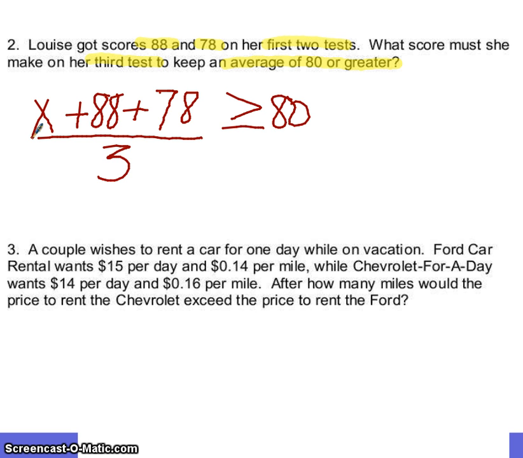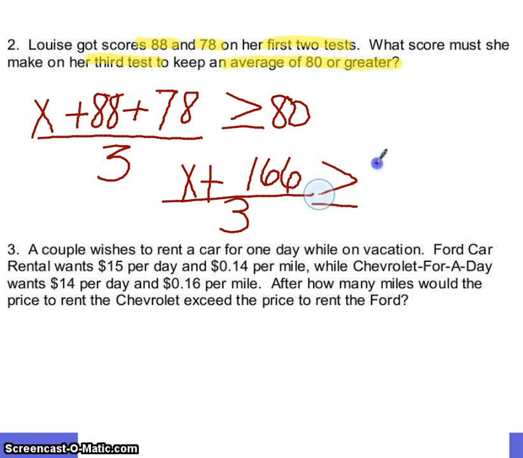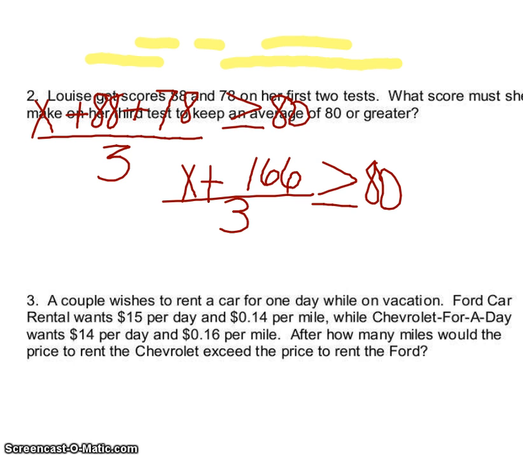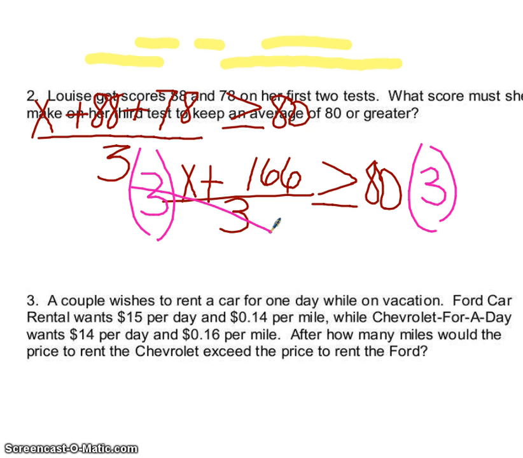In order to solve this equation, I realized I must simplify the left side. So when I simplify it, I end up getting x plus 166, all of that divided by 3, correct? And that's going to be greater than or equal to 80. So in order to solve, I know that I have to do what? Multiply both sides by 3 to get rid of that 3. The 3 cancels out, and I'm left with x plus 166 is greater than or equal to 240.